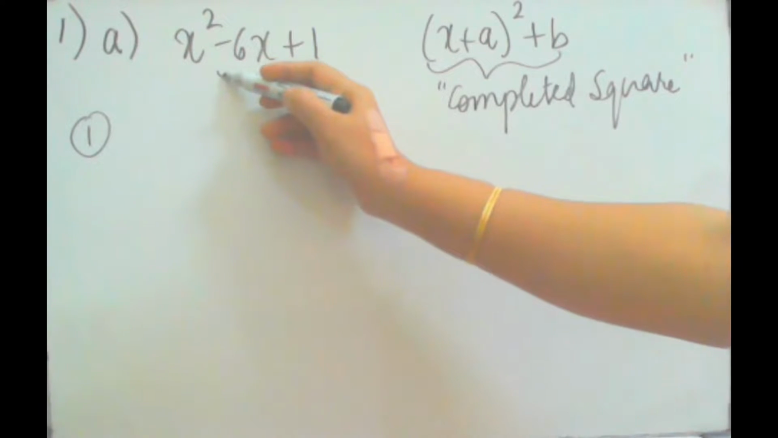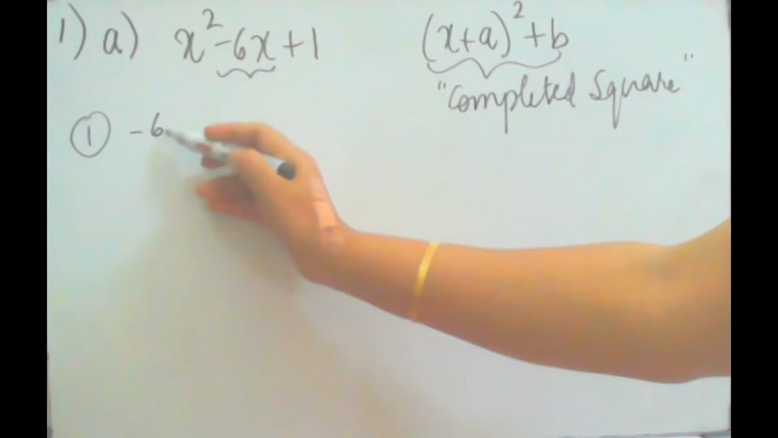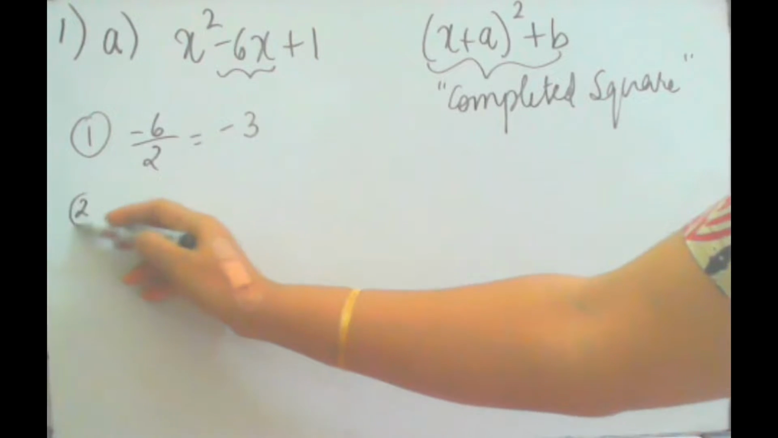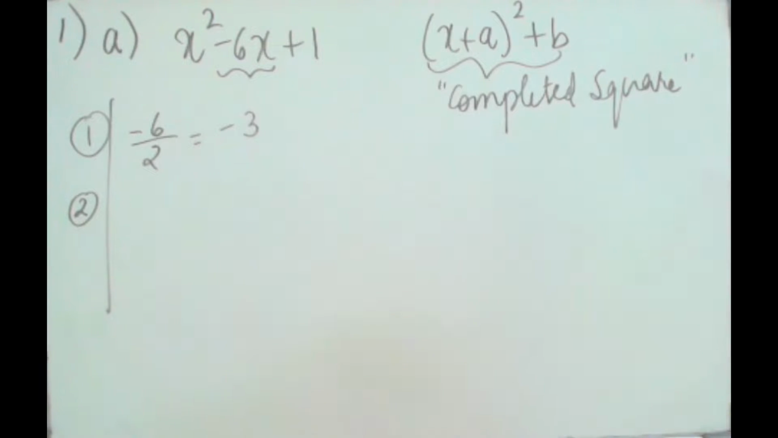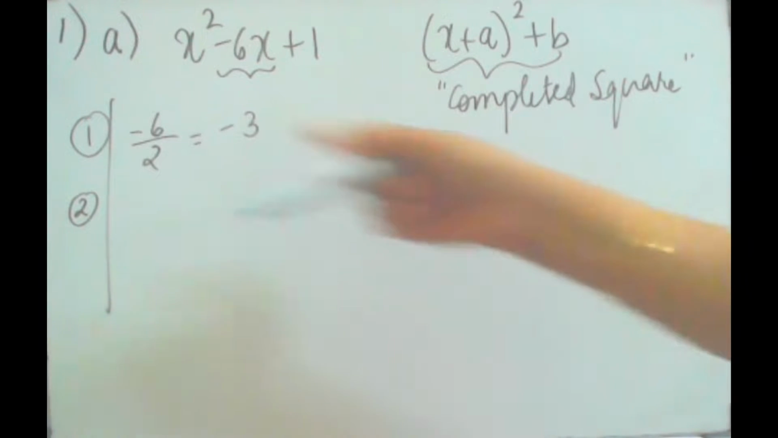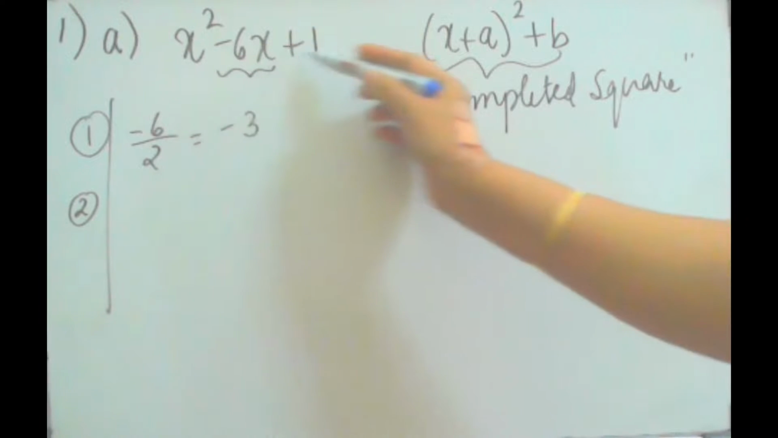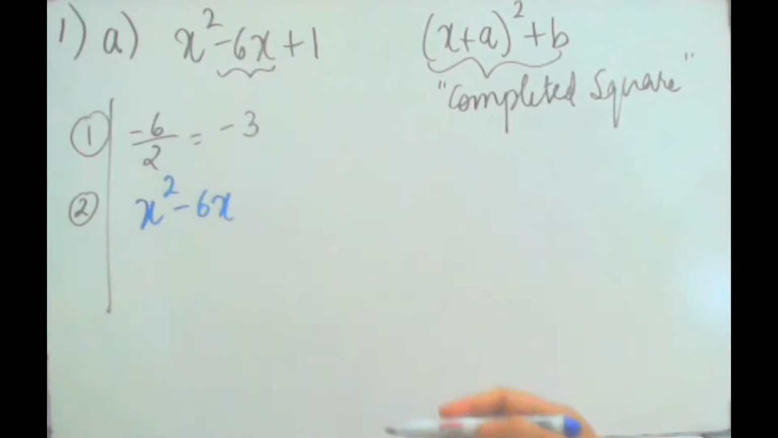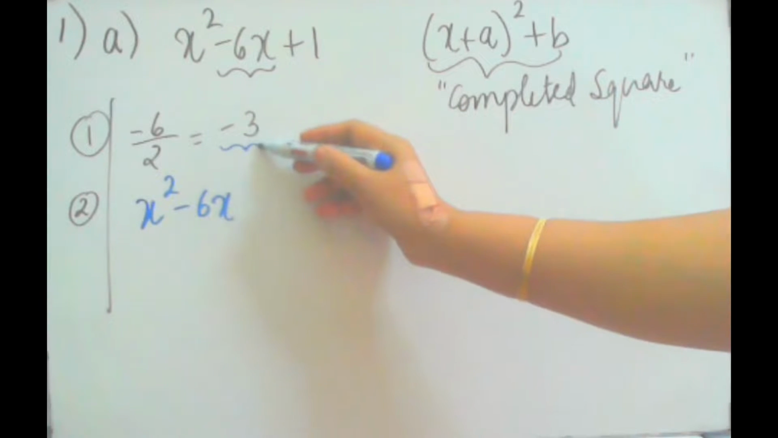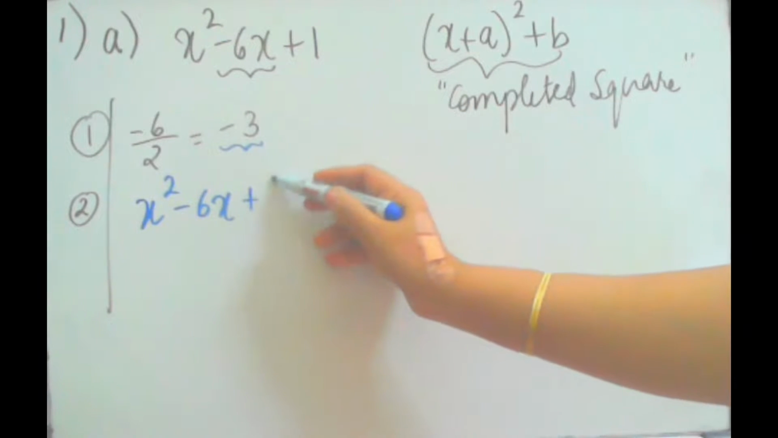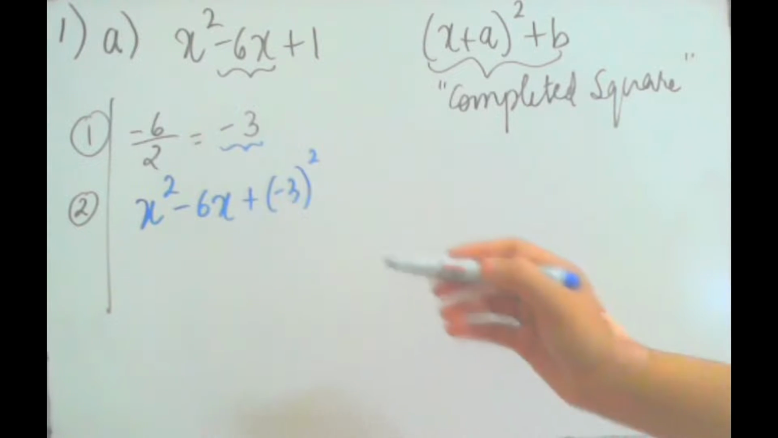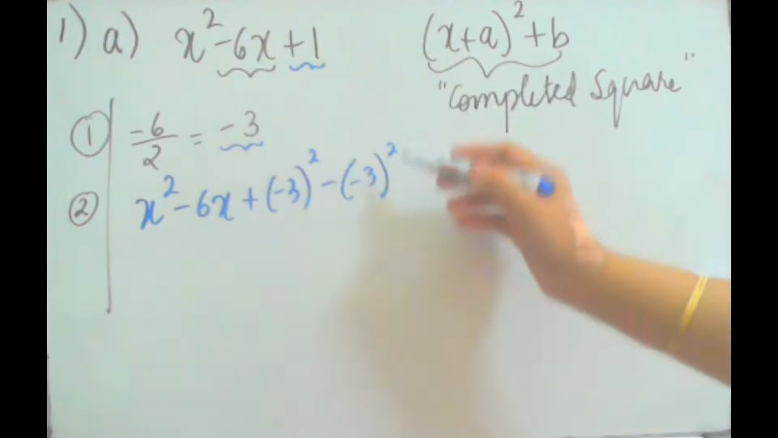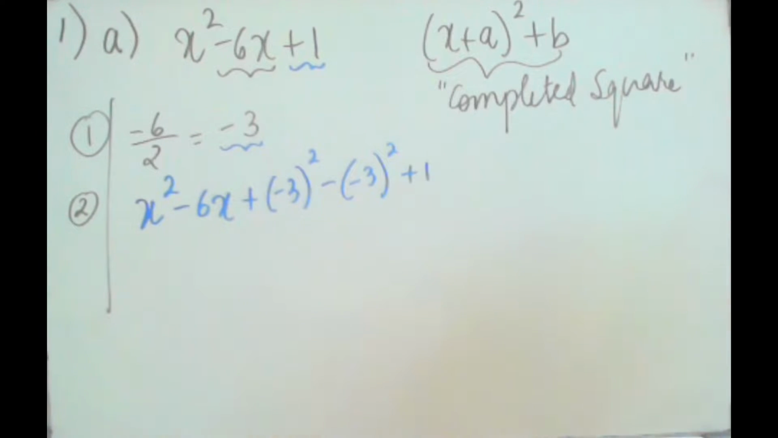Alright, so what is the step? First step, take the coefficient of the x term, which is −6 here, divided by 2, we get −3. Then step 2, you don't have to write step 1 and 2, just for illustration I am writing here. So step 2, write this expression given, x², write the second term, −6x. Then whatever answer we got in the first step, add its square. Then subtract its square and then write the last term, which is +1.